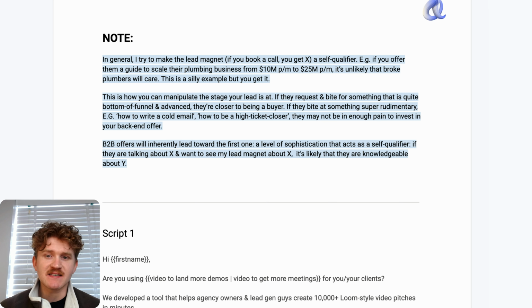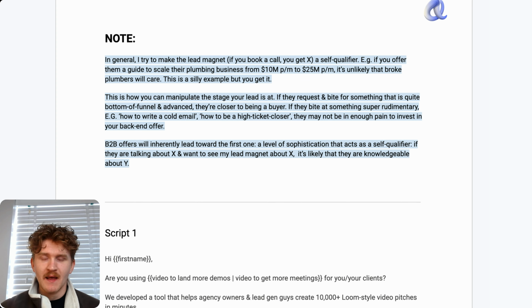If you offer them a guide to scale their plumbing business from 10 million to 25 million, especially if you're in the SMMA space, it's unlikely that broke plumbers are going to care about that. It's a silly example, but you get the gist. Now, this is how you can manipulate the stage that your lead is at, right? So if they request and bite at something that is quite advanced inside their industry, they're closer to being a buyer. So an example would be like the plumbing business.